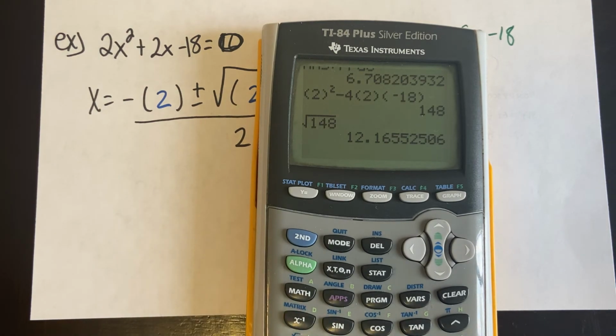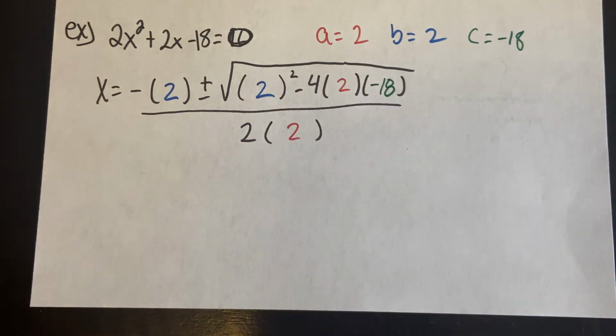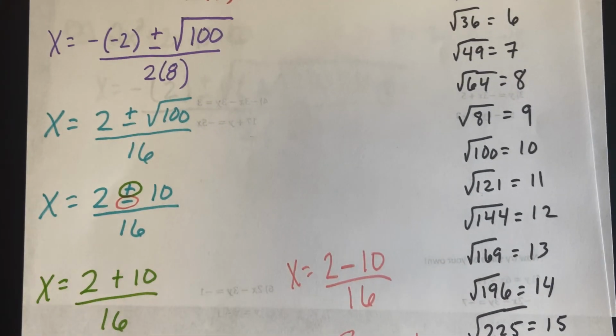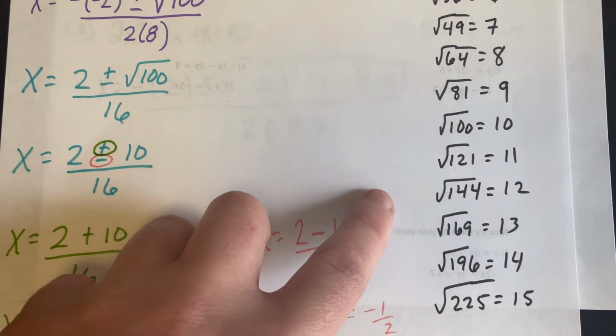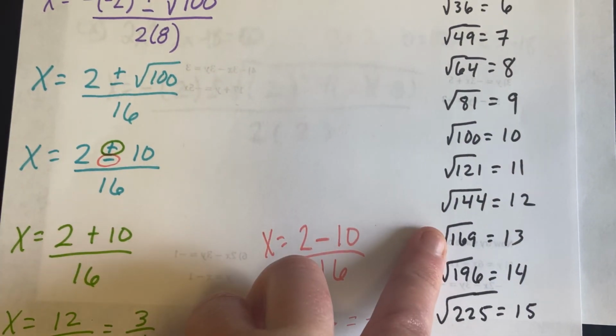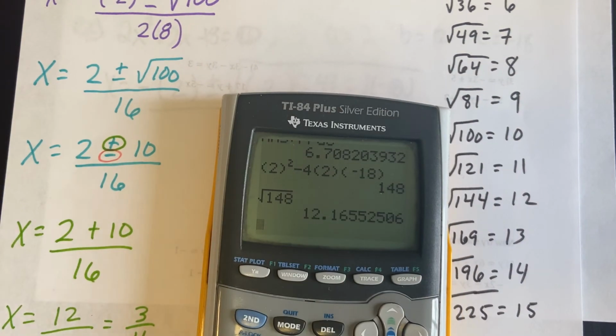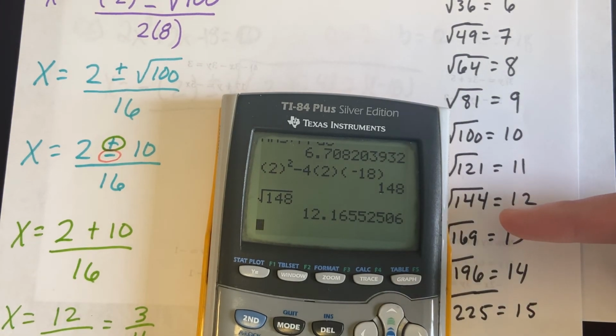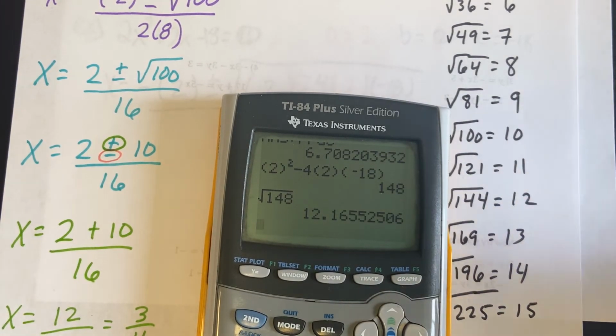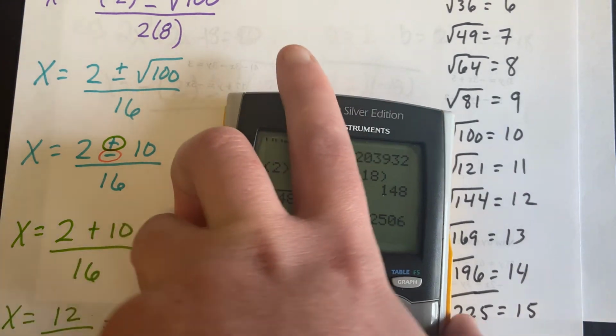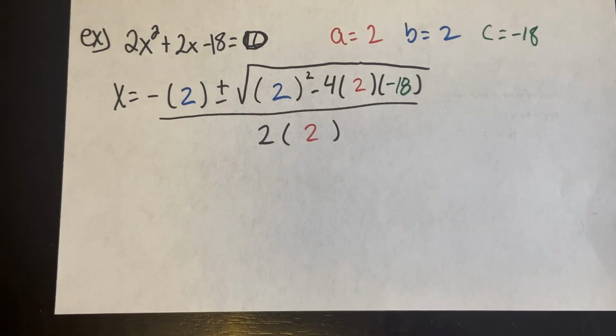Look how it gave us that non-terminating decimal again. This is your irrational value. And again, the square root of 148. Here are the values I gave you that are perfect squares. Well, we went from 144 to 169, which makes sense why our decimal is just a little bit past 12. So 148 is a little bit bigger than 144. There is no perfect value for that, so again, we need to simplify this a little bit further.